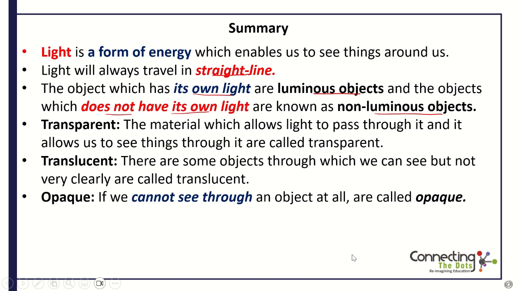And opaque objects are those objects through which we cannot see. We cannot see through the object. It blocks the light. Such objects are known as opaque objects. Examples are ball, table, chairs, etc.